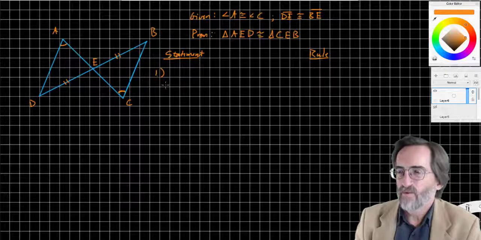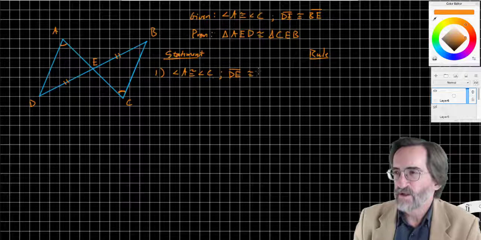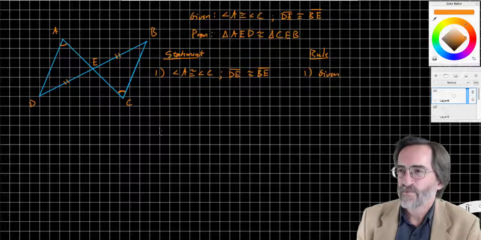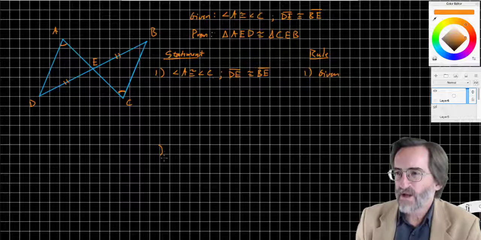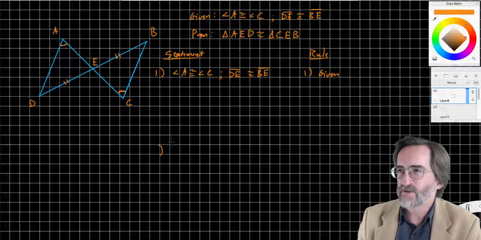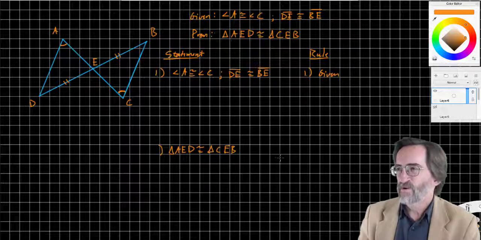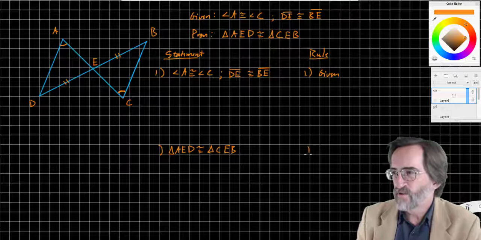Okay, one. You're never wrong to start with the given. Angle A is congruent to angle C, and DE is congruent to BE. How do we know that's true? It's given. It's the only assumption we can make. And then the last step of the proof, no idea how many steps are going to be in between yet, is what we're trying to prove: triangle AED is congruent to triangle CEB. We don't know the reason for it yet, but we will.